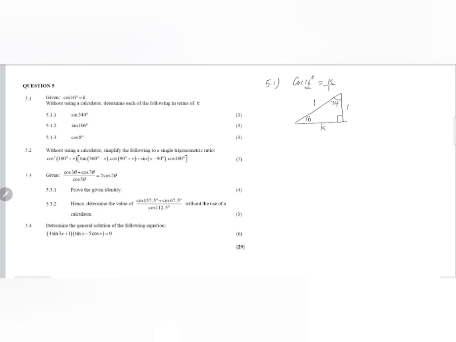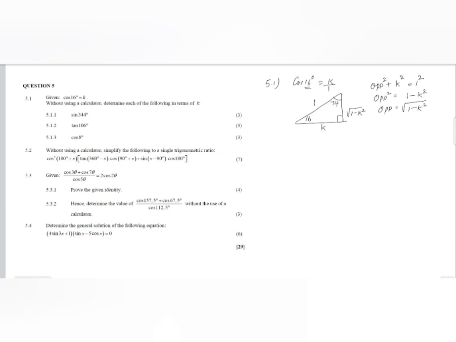If I call the opposite side O, then opposite square plus k square is equal to 1 square. Or if you call them x and y, x square plus y square is equal to r square. So we can find the opposite side. Opposite side square is equal to 1 square minus k square. 1 square is 1. Therefore, the opposite side is equal to the square root of 1 minus k square. Is it clear? So we got it. This side is the opposite side, square root of 1 minus k square.